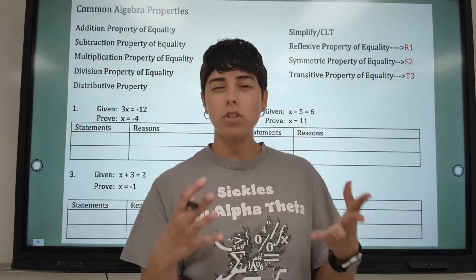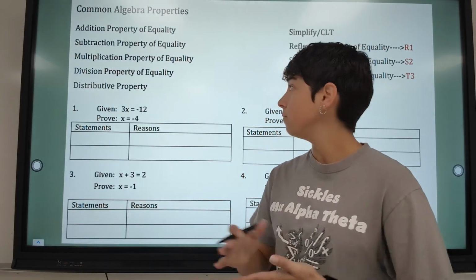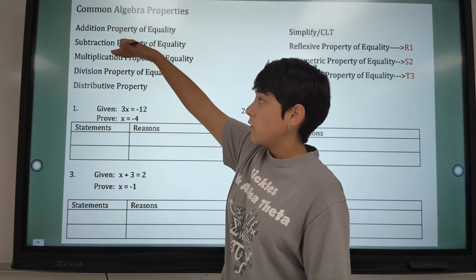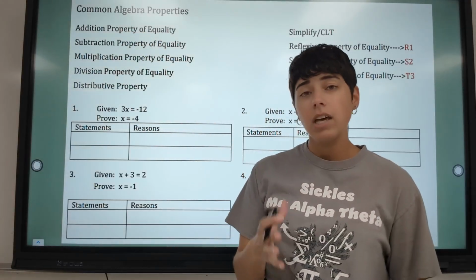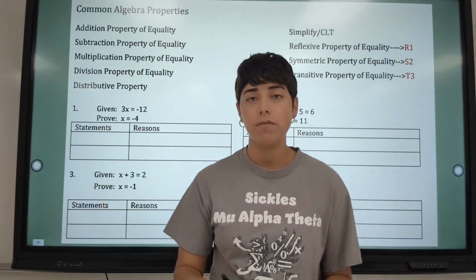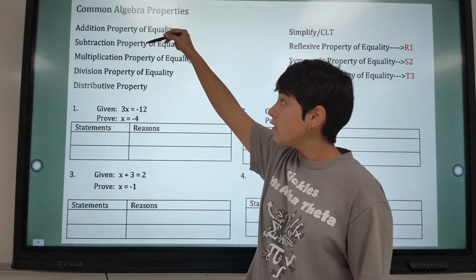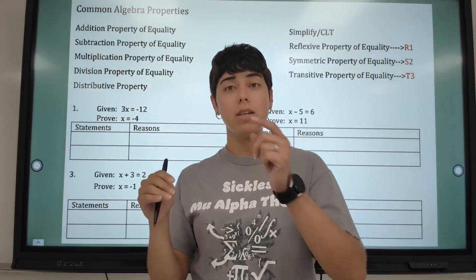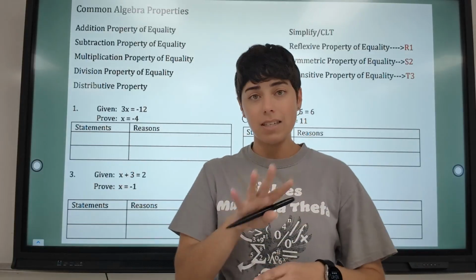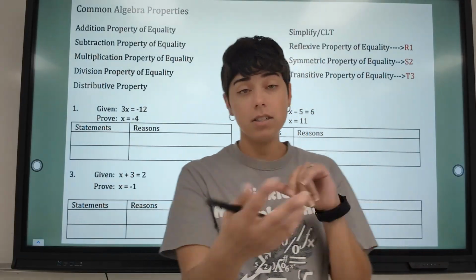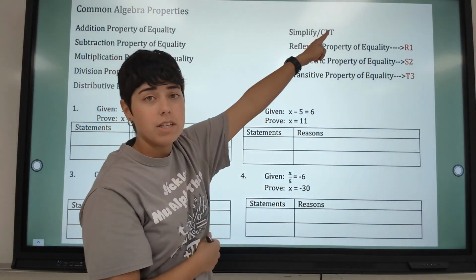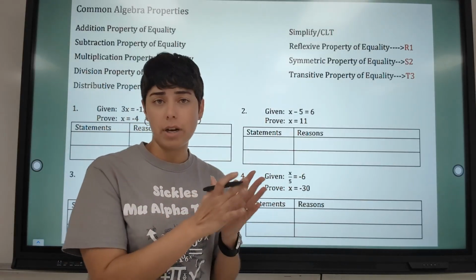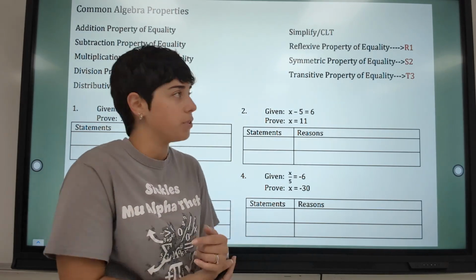In algebra proofs, there's only a specific amount of reasons we would have, and these are listed up here. Real quick, just to go through them. Addition, subtraction, multiplication, and division properties of equality. That is when you do something to both sides of the equation. So here you're adding to both sides, subtracting to both sides, multiplying and dividing. Distributive property is when we have parentheses and we literally distribute what's outside inside, so multiplying, but with parentheses or brackets. Simplifying, or CLT, which is just combine like terms, that's when we are just adding things on the same side or subtracting things on the same side of the equation, so combining like terms.